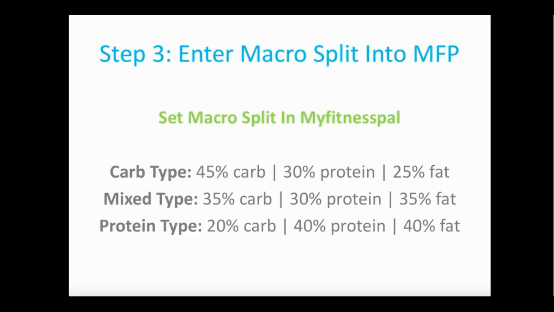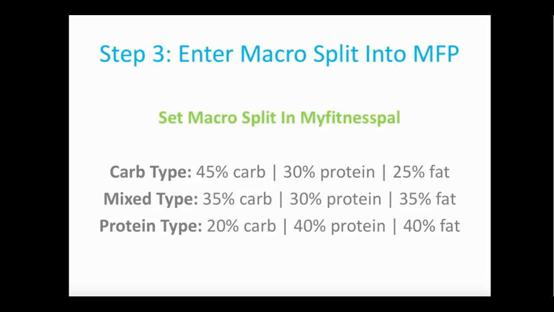And then you've got macro split number 3, the protein type. So if you're not very good with carbs, you can quite easily overindulge on them and feel quite bloated, then you may want to look at this option, which is a lower carbohydrate base. It's not a no carbohydrate, but it's a lower carbohydrate base, set at 20% for carbs, 40% for protein and 40% for fats.